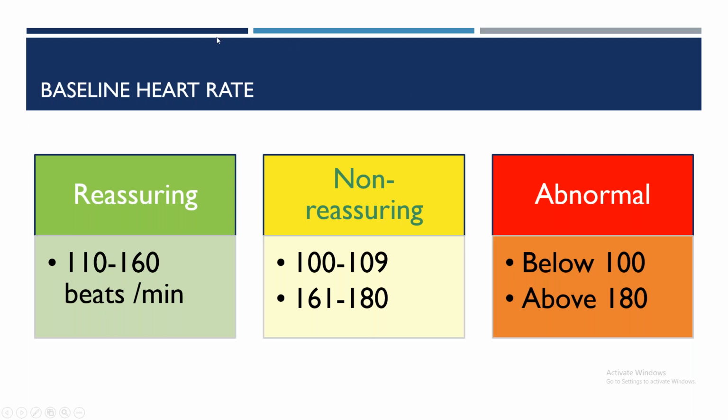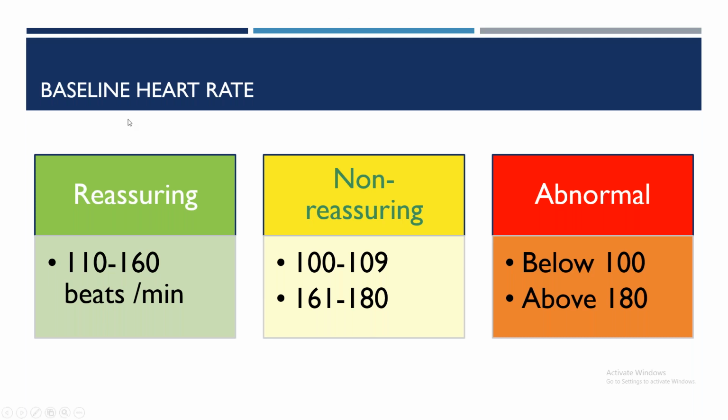So what I'm going to do, I am dividing all these features which are given in that nice table. Usually they are divided into reassuring, non-reassuring, and abnormal. What I will advise you is to remember the reassuring part and the abnormal part, so that non-reassuring will definitely come in between. Okay, and it is easy to remember.